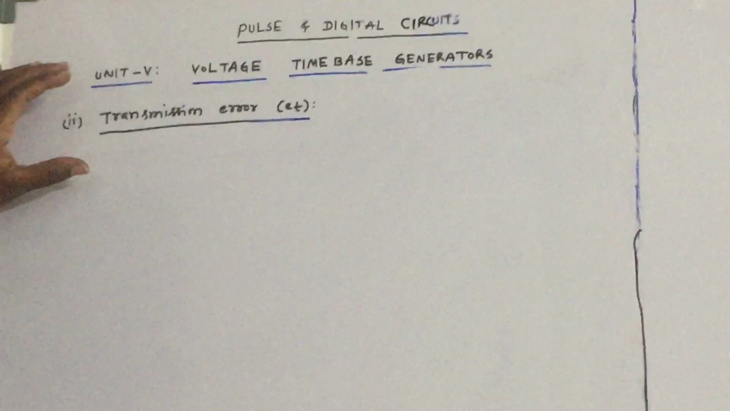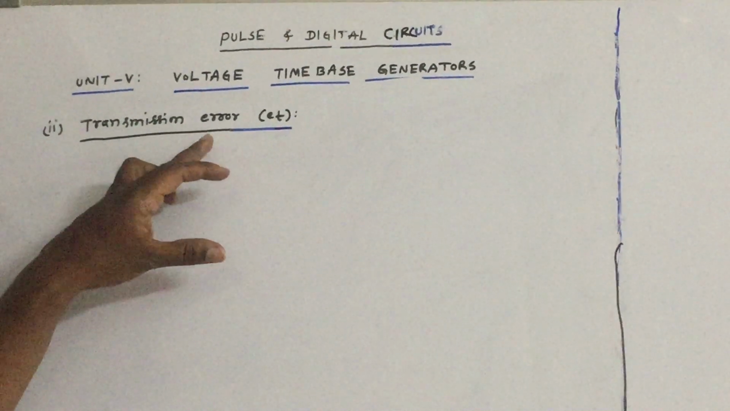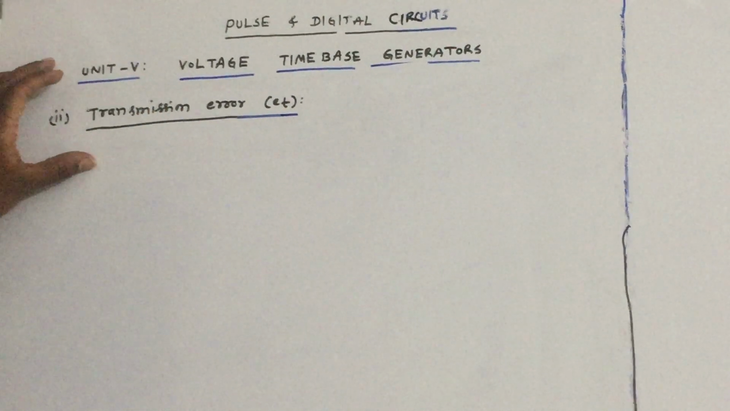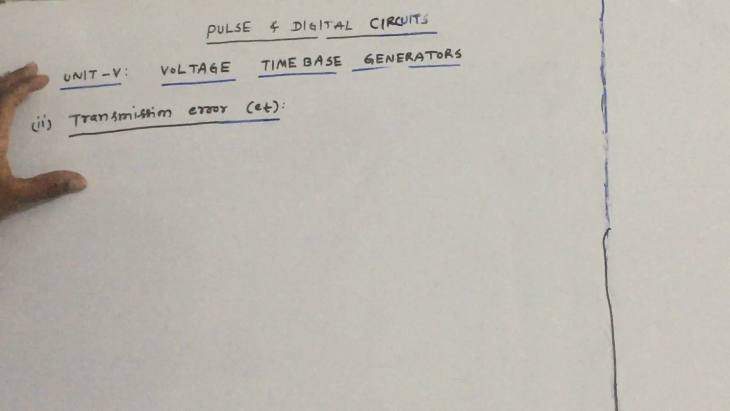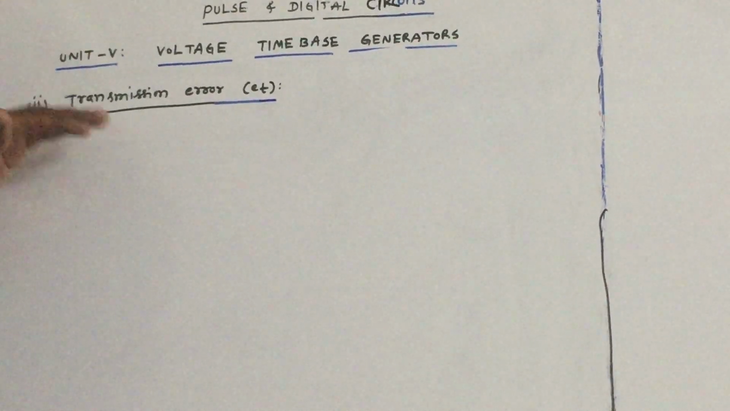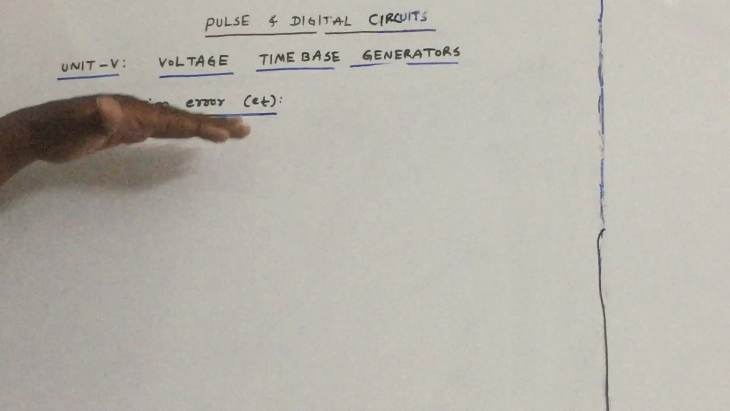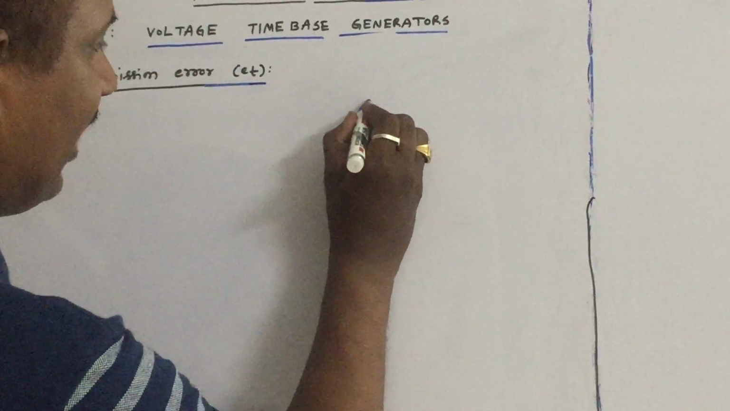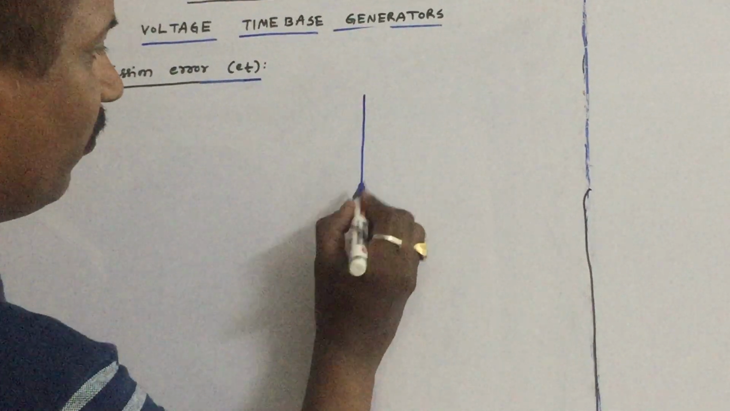So let us discuss another error that is called the transmission error, which is represented with ET. This error represents the deviation from the linearity. So let us derive the expression for transmission error ET. For that purpose, let us take this graph.